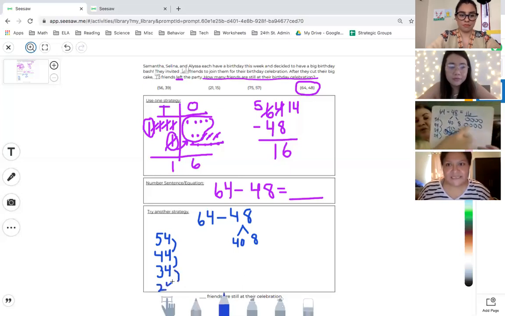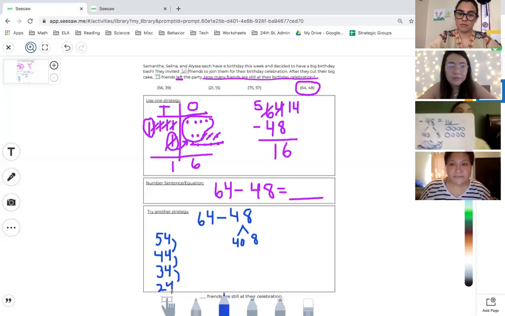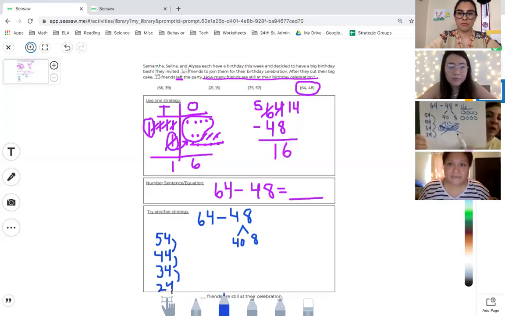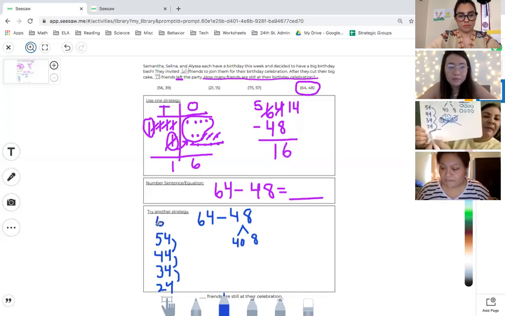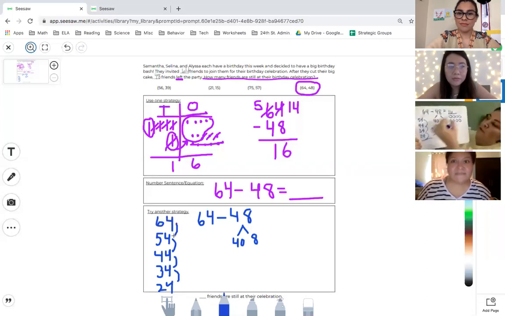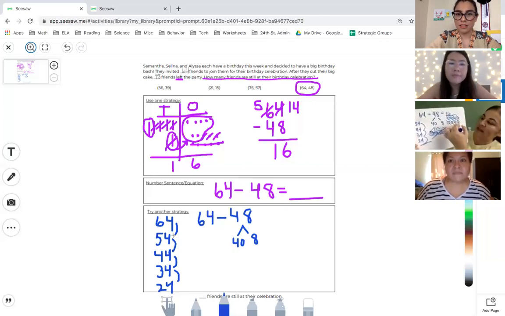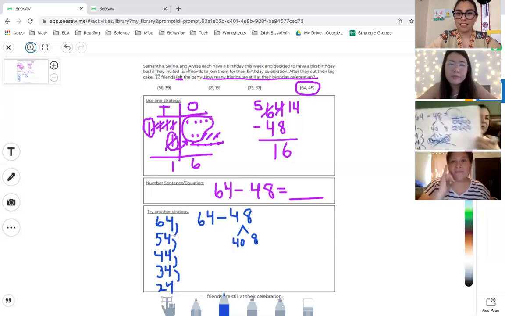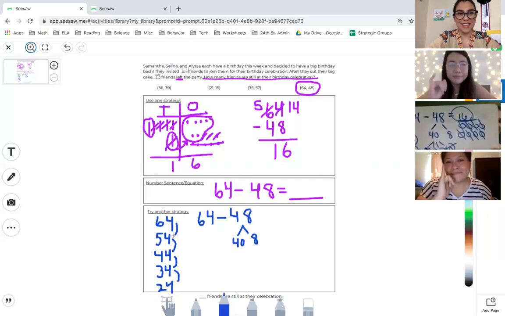So I can either use counters, I can use my fingers, I count, I could take away 8 in my brain. So from that 24 that I had left over here, I'm going to count back and take away those last 8. 24, 23, 22, 21, 20, 19, 18, 17, 16. So my answer was 16. Wow, and that was so quick. That is a very efficient way.